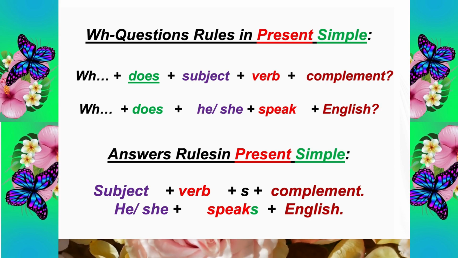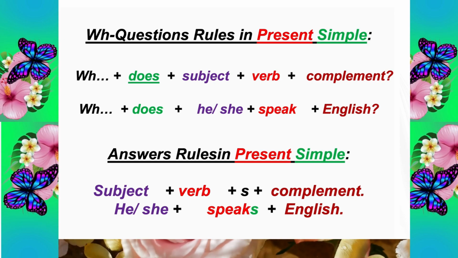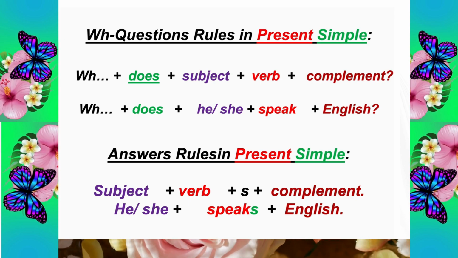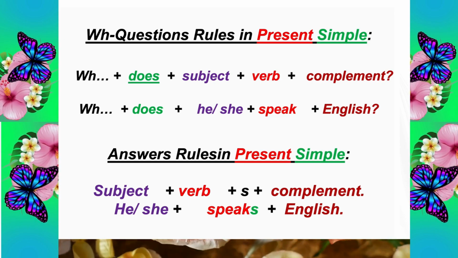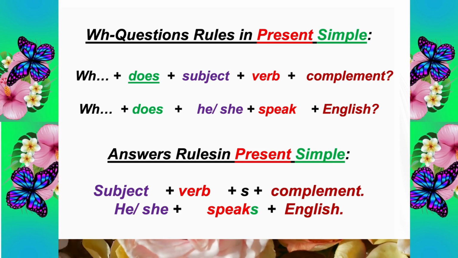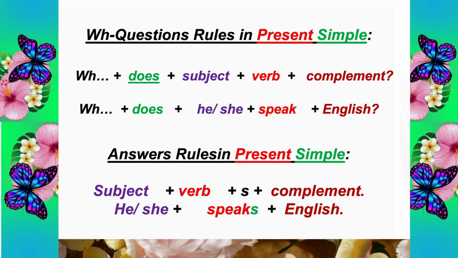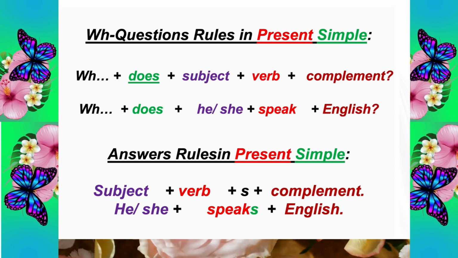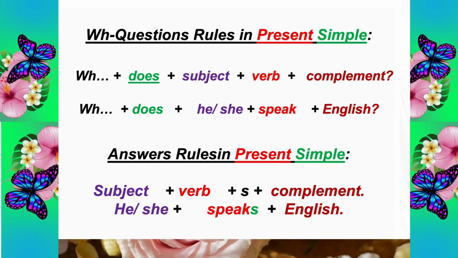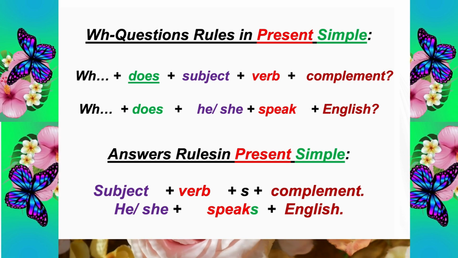Answers rules in present simple. So when we want to answer, we write the subject he or she plus verb plus s. So don't forget the s plus the complement. We have he speaks English. She speaks English. Let's continue.